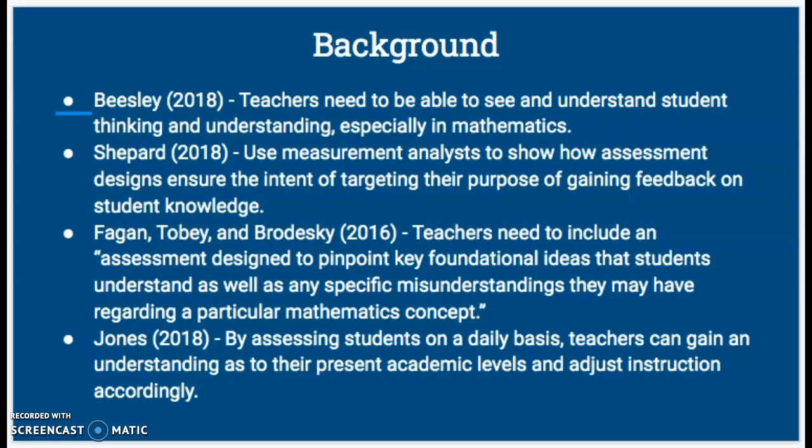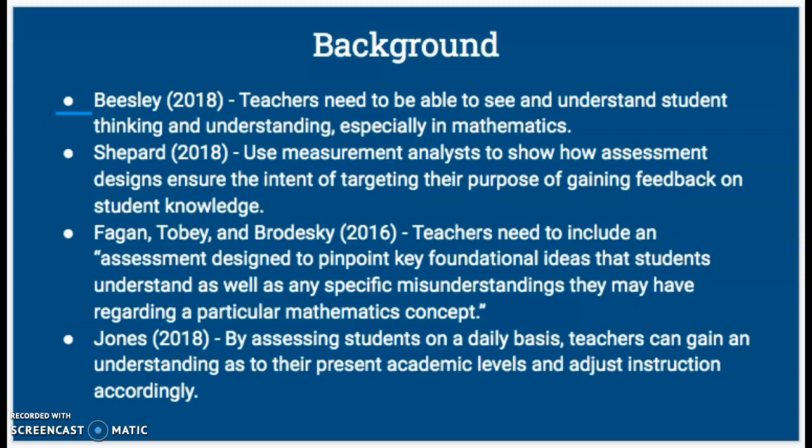And then we have Fagan, Toby, and Brodesky. Teachers need to include assessment designed to pinpoint key foundational ideas that students understand, as well as any specific misunderstandings they may have regarding a particular mathematics concept. I found this especially useful for me because with my action research project, my students were not evaluating algebraic expressions properly, and I couldn't figure out why, and it was because they thought that the variables in algebra all had a specific number and it wasn't just any unknown number. So I was able to actually see that after using their formative assessments.